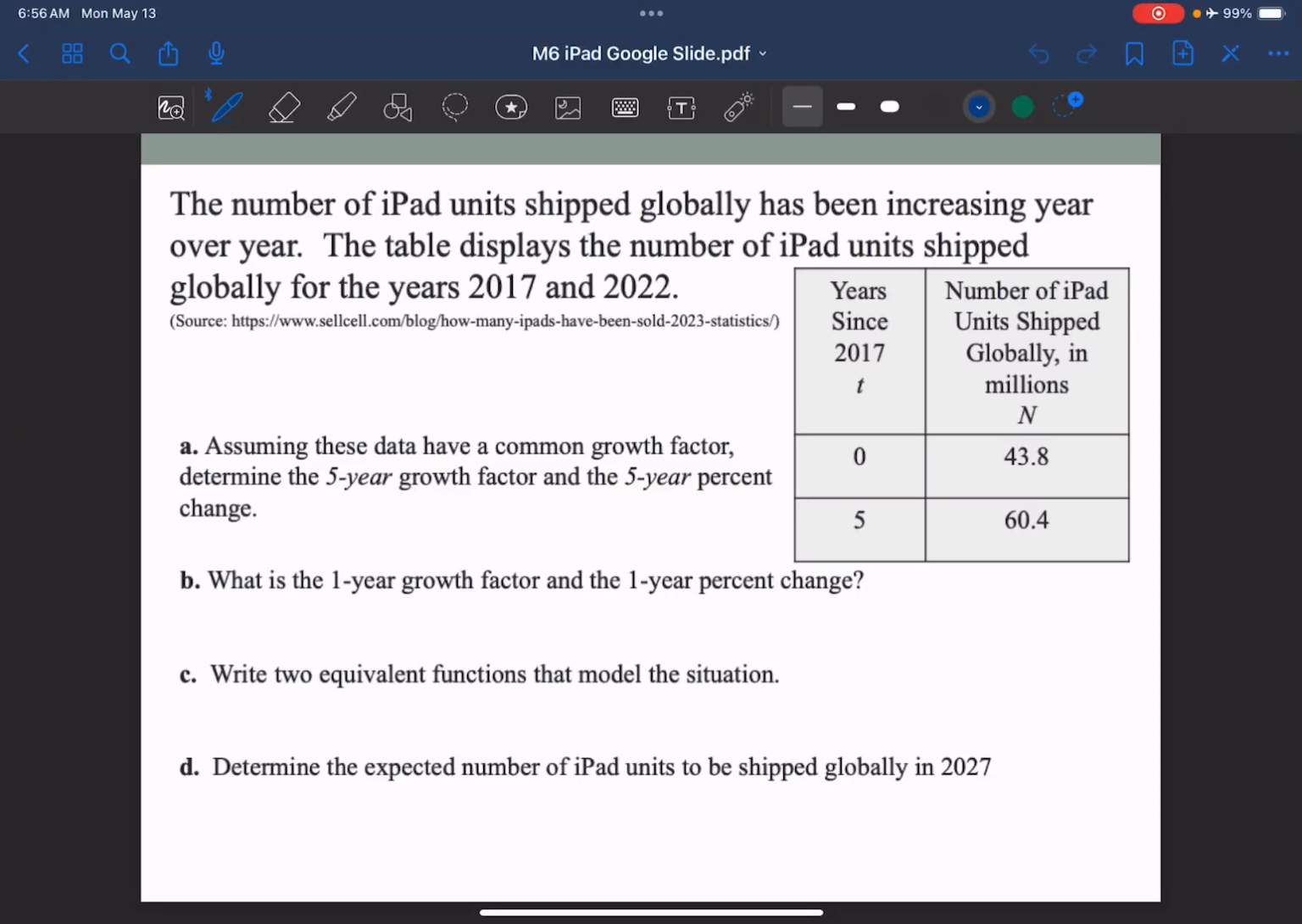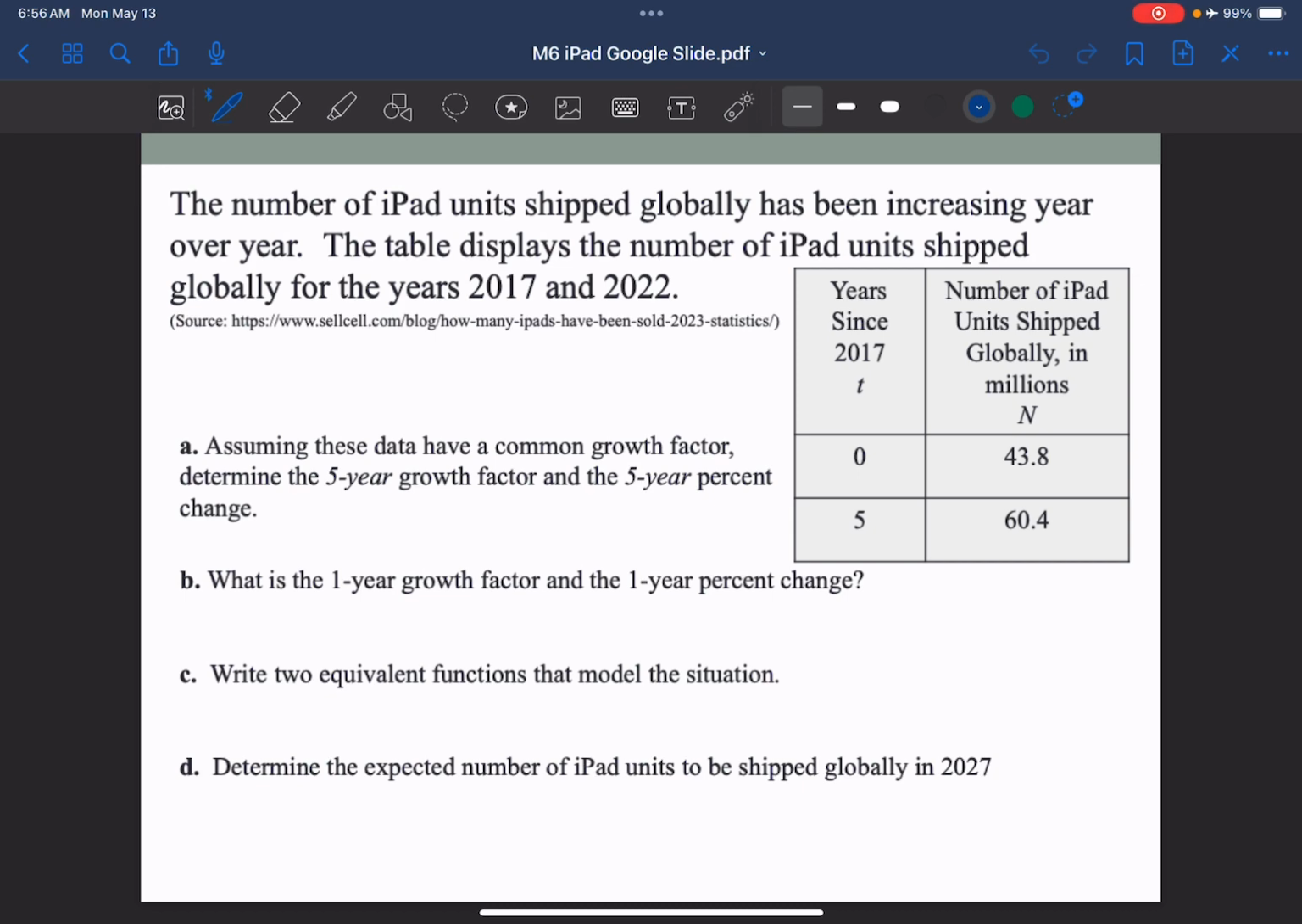Okay, I'm going to walk through this first example to be sure we're all on the right track. Reading the problem, we see the number of iPad units shipped globally has been increasing year over year. The table displays the number of iPad units shipped globally for the years 2017 and 2022. So, assuming these data have a common growth factor, that's the same thing as a constant change factor. Growth factor, change factor is the same thing. Determine the 5-year growth factor and the 5-year percent change.